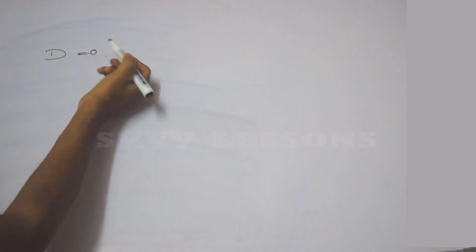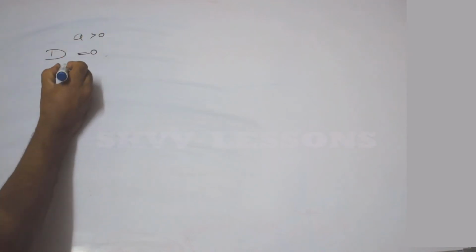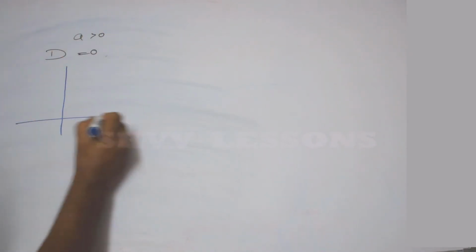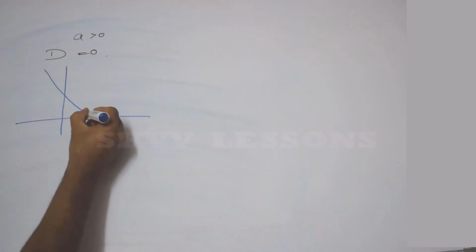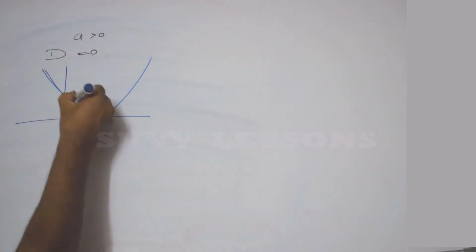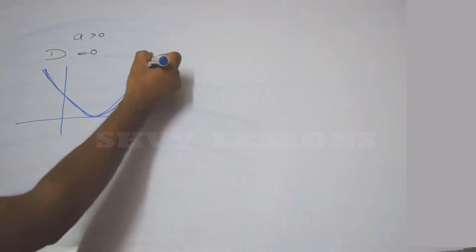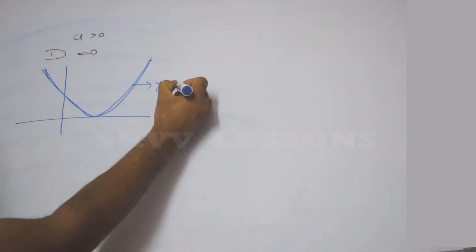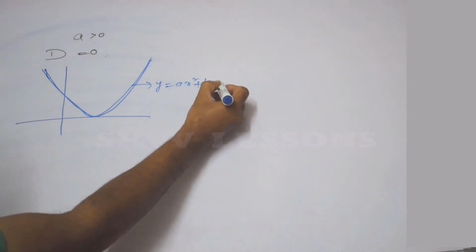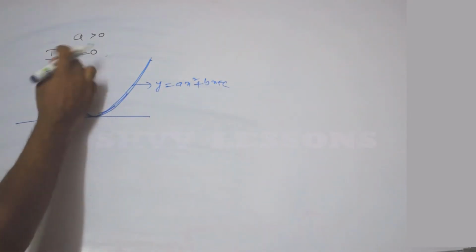Now you see, for example, D is equal to 0. That means the discriminant is equal to 0 in the case of A positive. So in the case of A positive and discriminant equal to 0, how does the graph look? This is the graph of y equals ax square plus bx plus c whenever the discriminant is equal to 0.